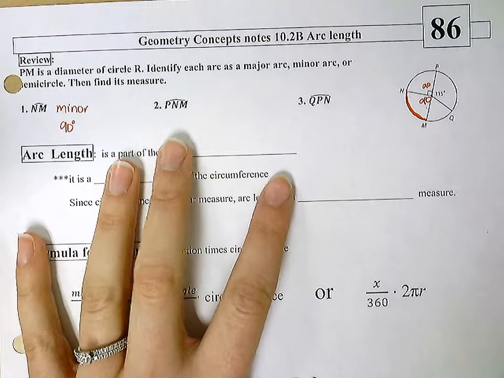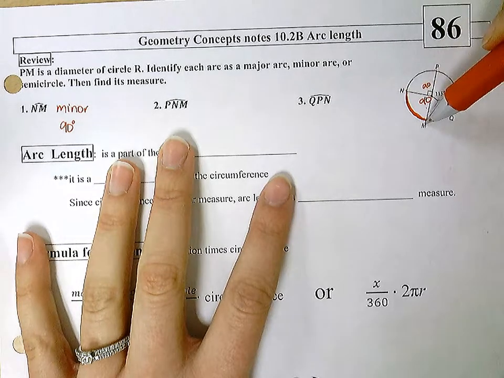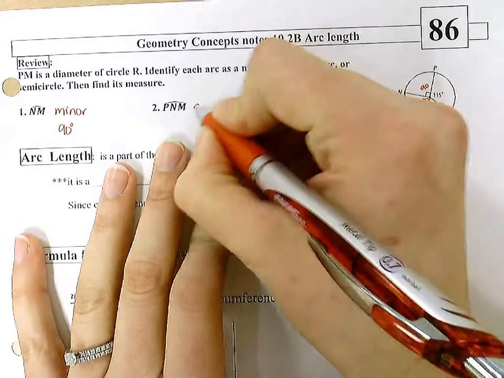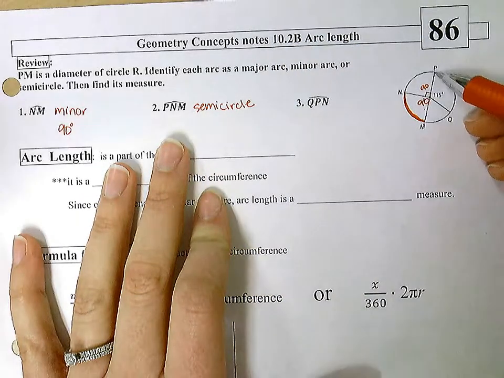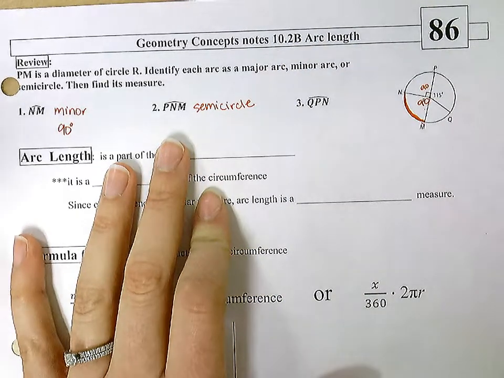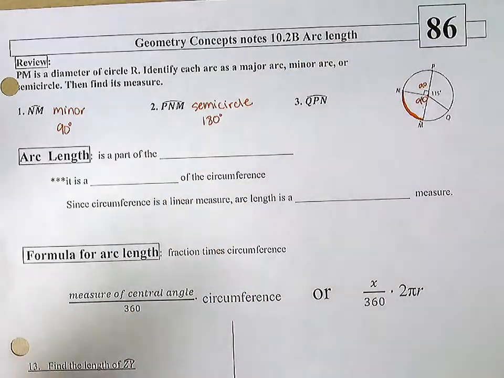Number 2, we have arc PNM. It is a semicircle. Okay, because your endpoints of that arc are the diameter, and it is 180. So whenever you say an arc is a semicircle, it has to be 180 for its measure.